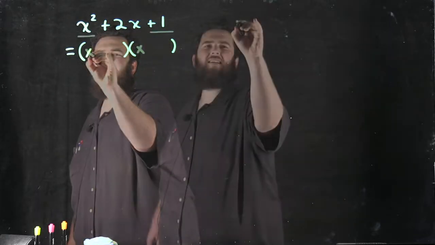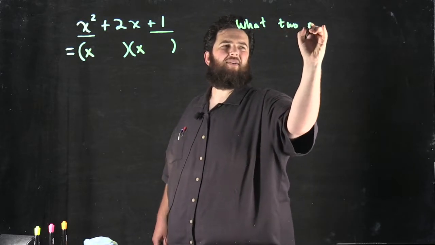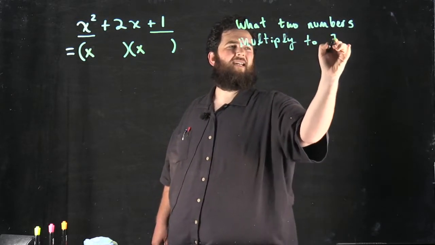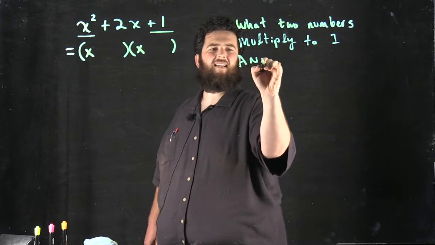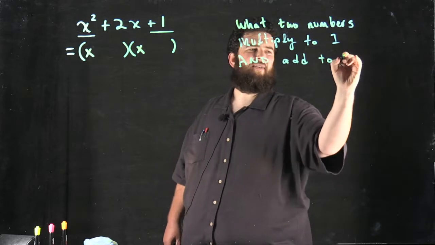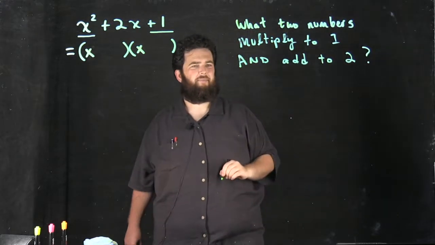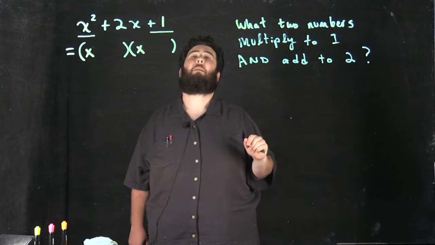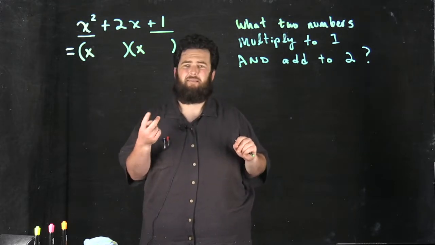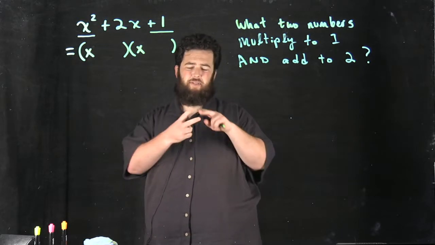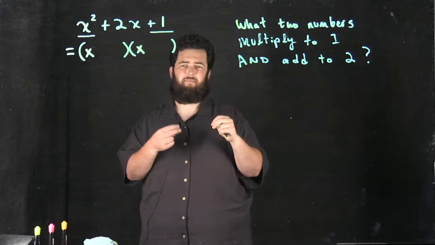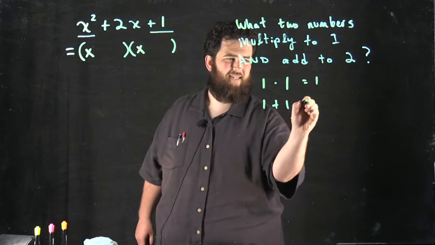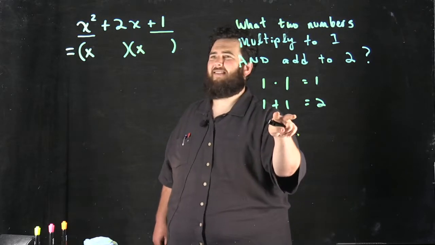Okay. What two numbers multiply to 1 and add to 2? Well, two numbers that multiply to 1. Well, the easiest one I can think of is 1 times 1, right? 1 times 1 multiplies to 1. Now, do those two numbers add to 2? Well, yes, 1 plus 1 is 2. So 1 times 1 is 1, and 1 plus 1 is 2. I think I could utilize this here.